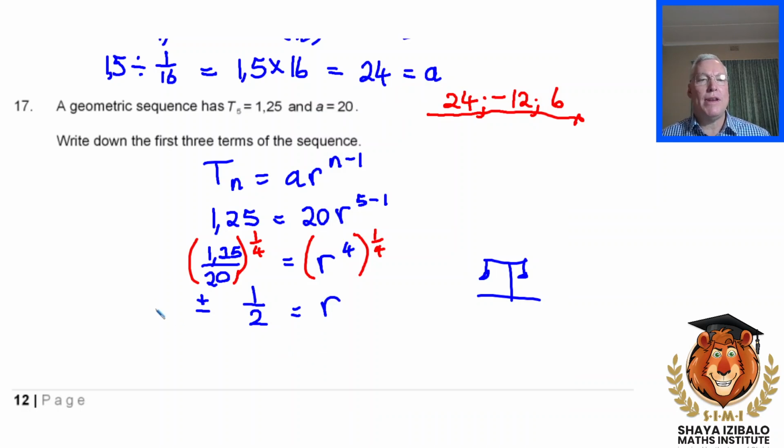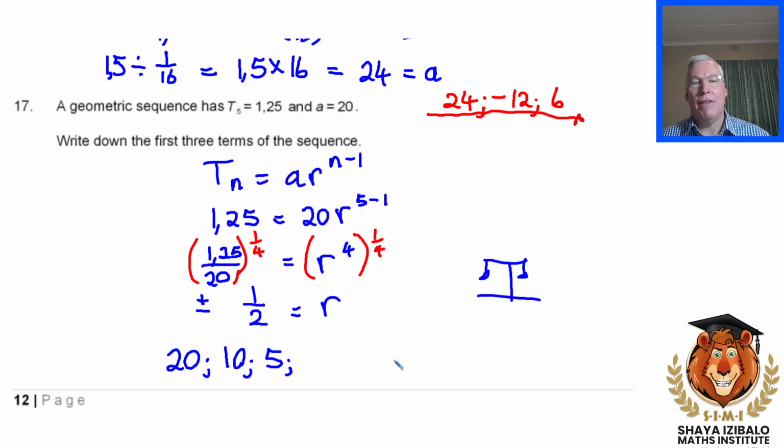Now there are going to be two different possibilities for our first three terms. We could have 20, and obviously if R is a half, A is 20, R is a half, we're going to get 10, and then we're going to get 5. All right. The next one would be 2.5, and the next one, the fifth one, would be 1.25.